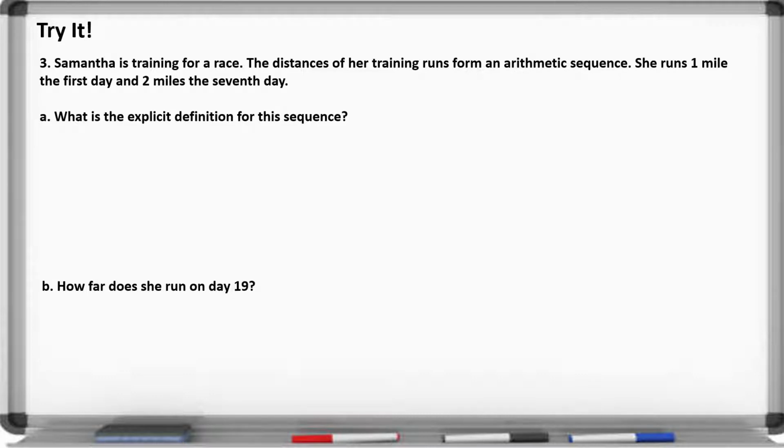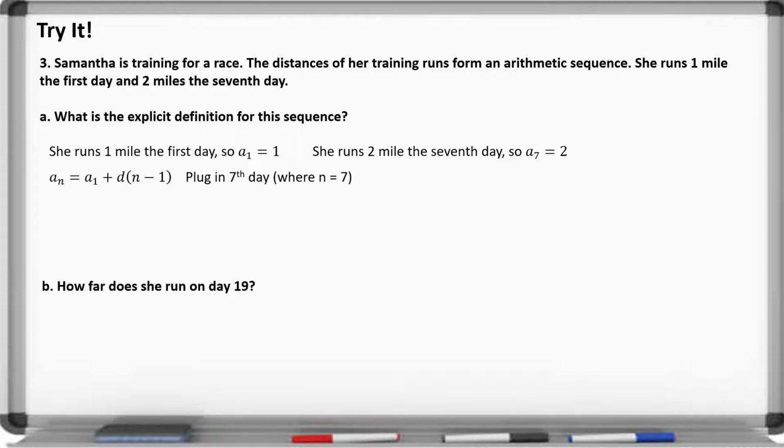All right, so Samantha is training for a race. The distances of her training runs form an arithmetic sequence. She runs 1 mile the first day and 2 miles the 7th day. What is the explicit definition for this sequence? So since she runs 1 mile the first day, we're going to say that that's A1, which is equal to 1. We also know that she runs 2 miles the 7th day, so A7 is equal to 2.